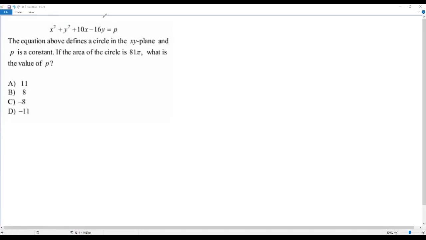Here we have a SAT math problem. Okay, let's go to the question. x² + y² + 10x − 16y = p. The equation above defines a circle in the xy-plane and p is a constant. If the area of the circle is 81π, what is the value of p?